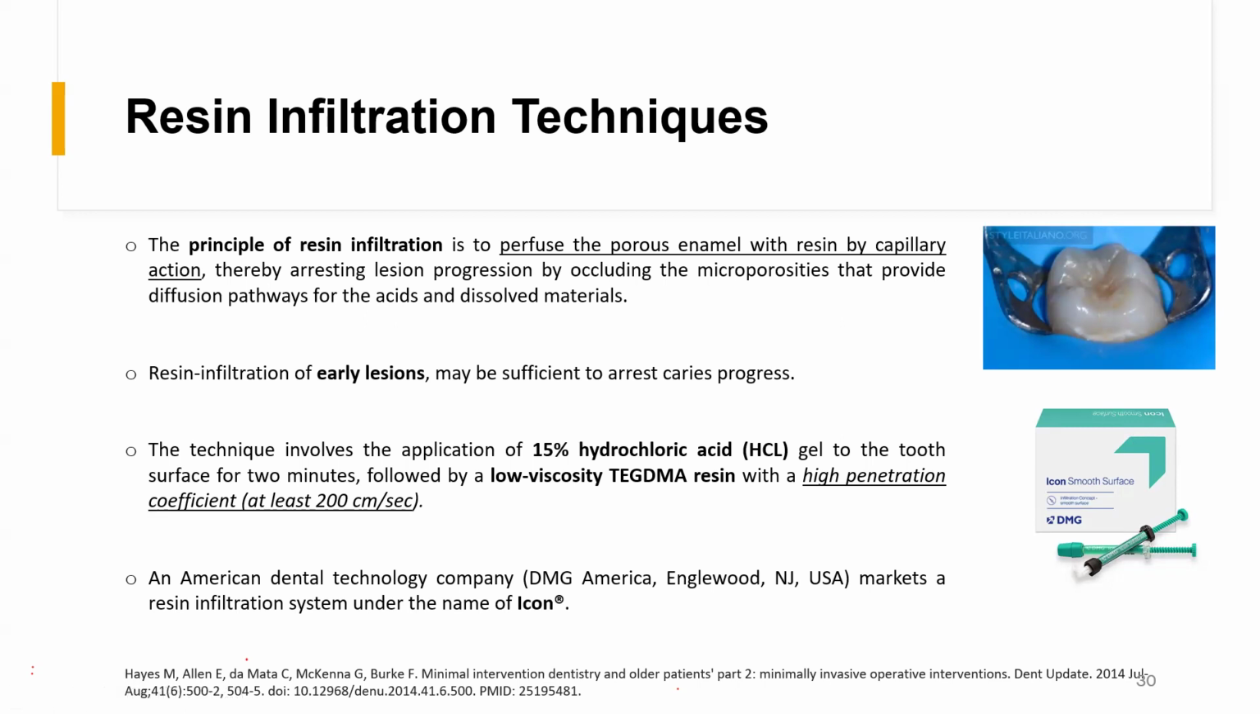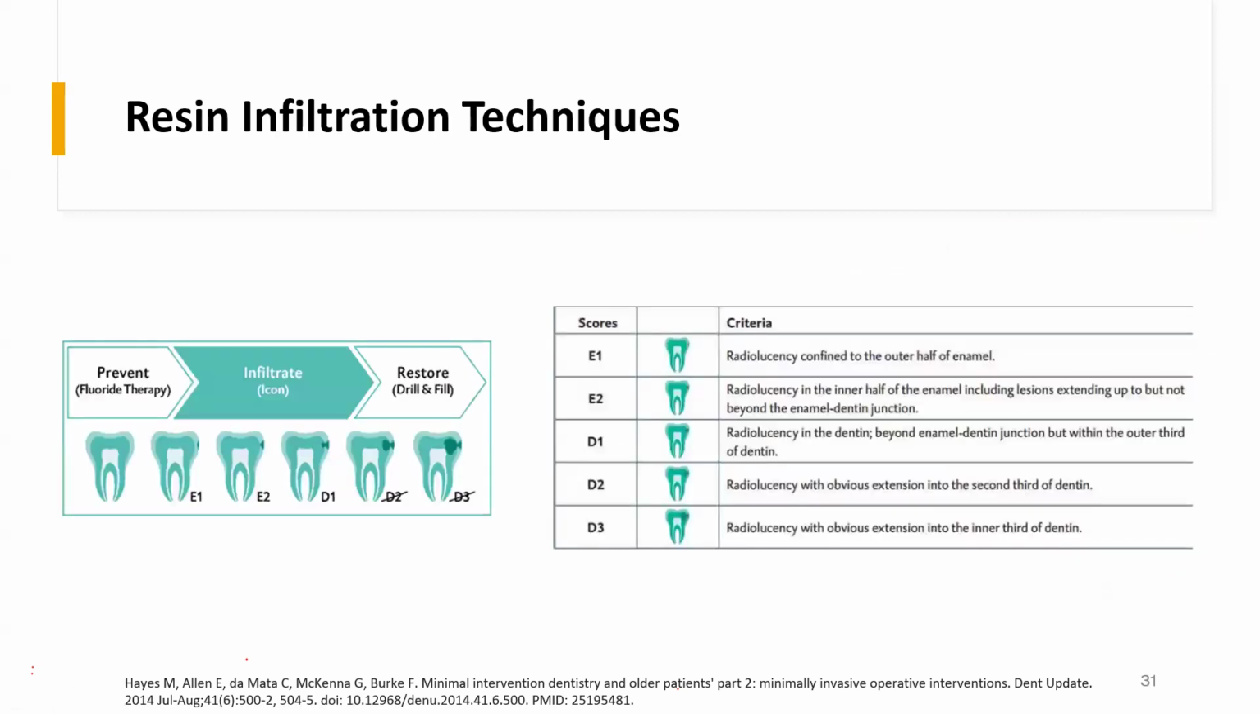Now, based on the extent of caries, the resin infiltration technique is recommended in cases where caries does not extend more than 1/3 into the dentine, including E1, E2, and D1. Therefore, we use this technique in all cases except where the caries has crossed 1/3 of the dentine. Okay.